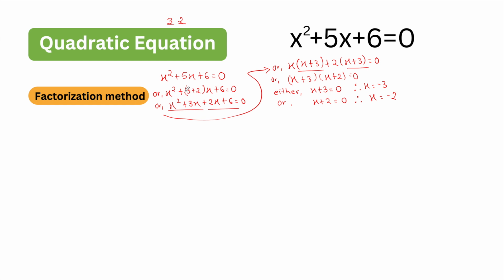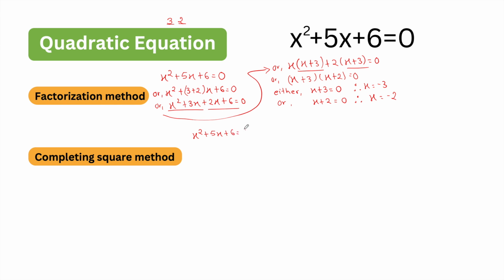Now moving on to another method, we have completing the square. Here let me solve this equation using the completing the square method. First of all we will write the quadratic equation, x square plus 5x plus 6 is equal to 0. Here let us separate the part having x on one side, so we will write x square plus 5x is equal to 0 minus 6.